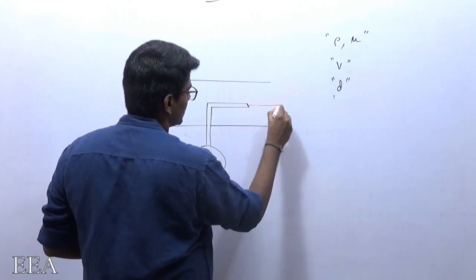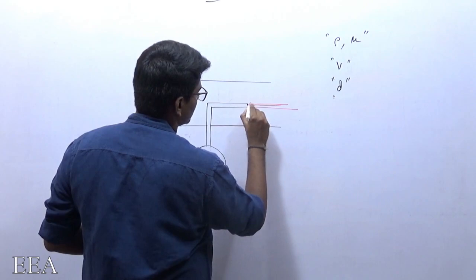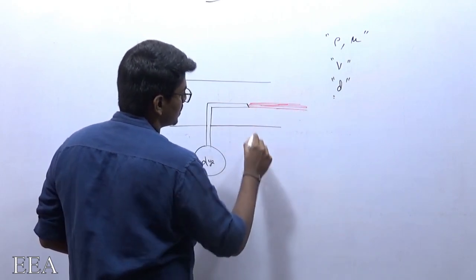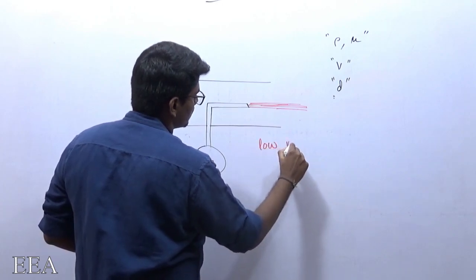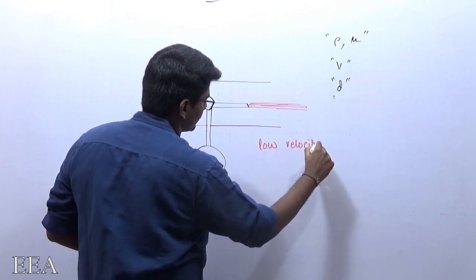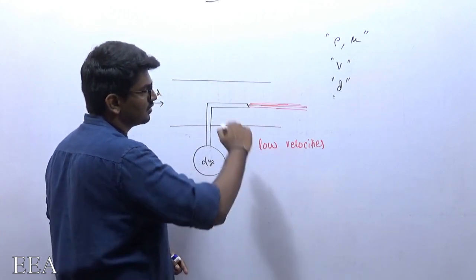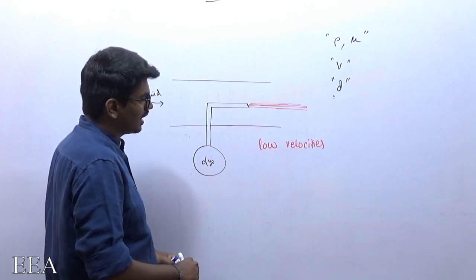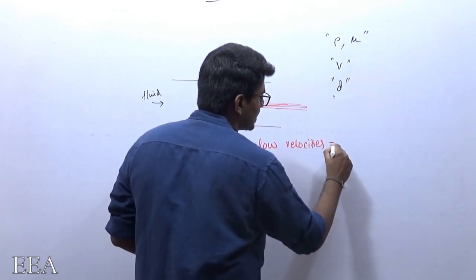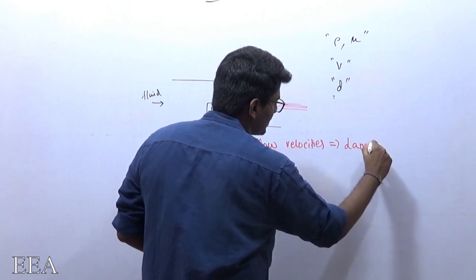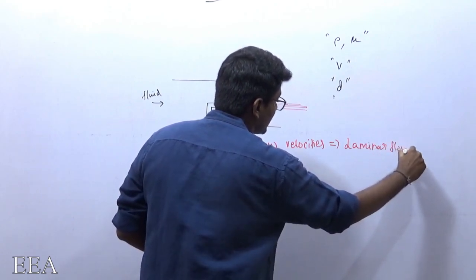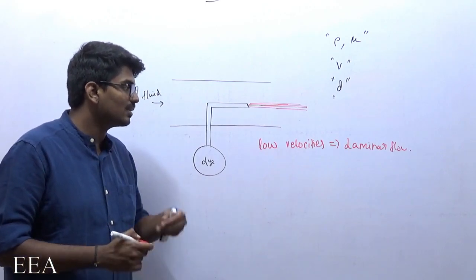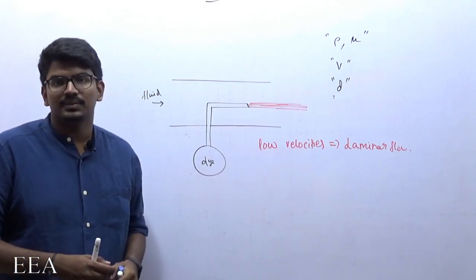When I am supplying dye, the dye is going to flow one layer over another layer in a very smooth manner. This is going to happen at low velocities. At low velocities, the fluid layers will be flowing one over the other. This type of flow is nothing but laminar flow. So by keeping all other things constant, we get laminar flow at a lower velocity.